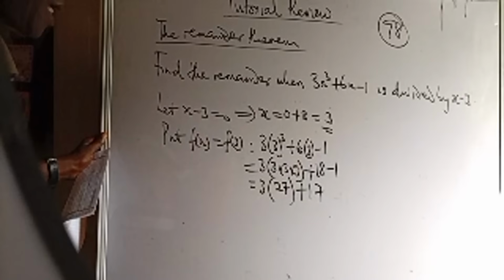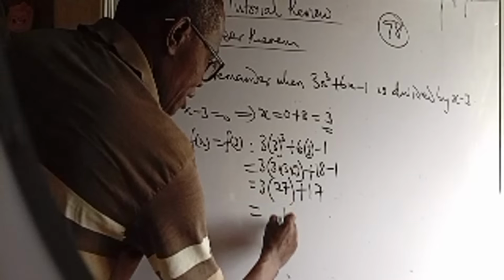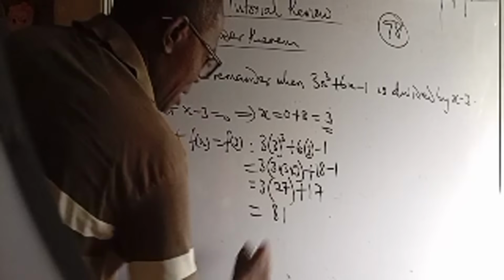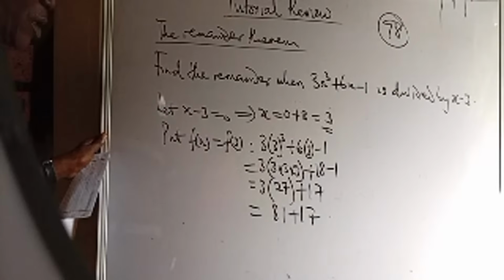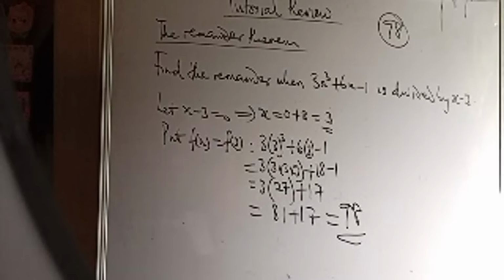Beautiful. Now, what is 3 times 27? 3 times 7 is 21, 3 times 2 is 6, plus 2 rather, 81. Plus 17, 81 plus 17 is 98. You can see that we obtain the same result.